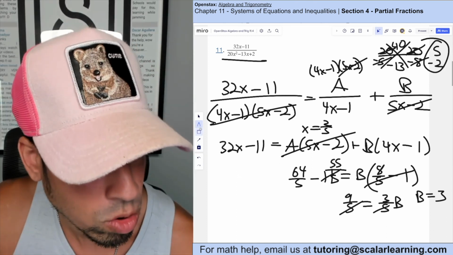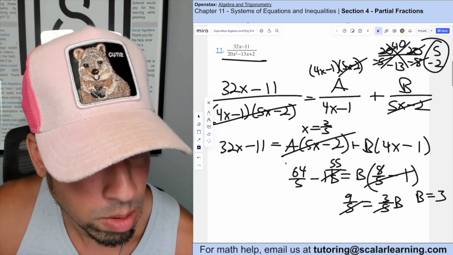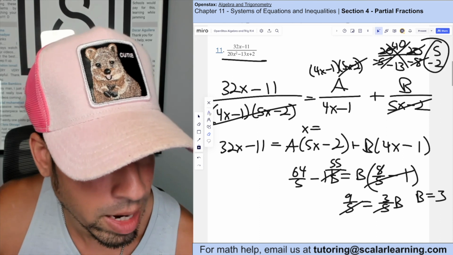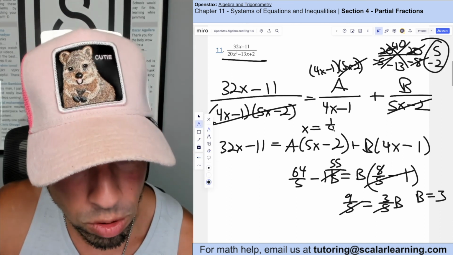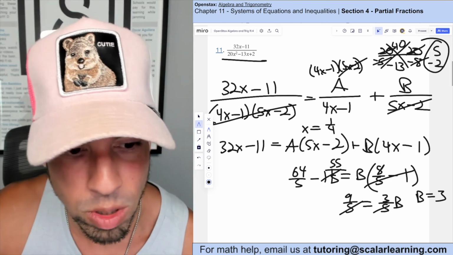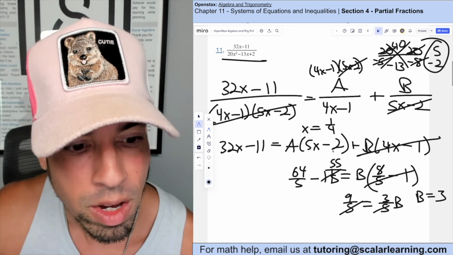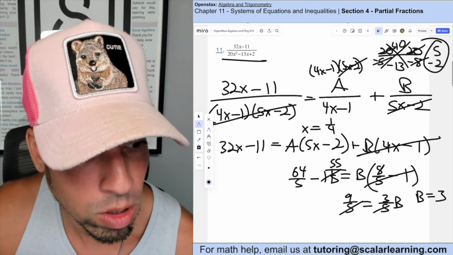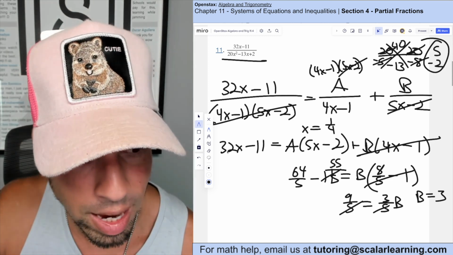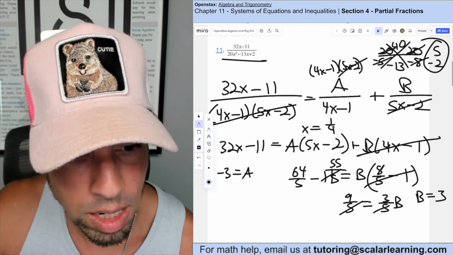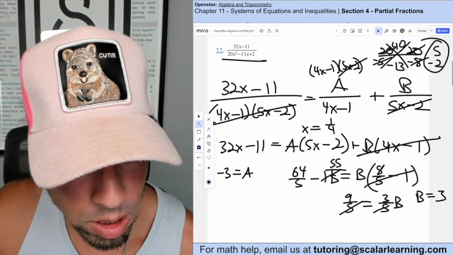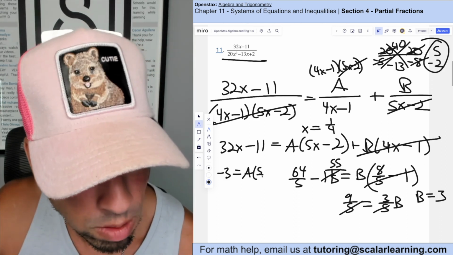Okay, now we're going to solve for a, and what I'm going to do for this one is I'm going to choose a different value of x to zero out the b, right? And what I'm going to choose is 1/4, right? Because 1/4 times 4 is 1, minus 1 is 0, so that's going to cancel this out. And then we plug and chug here. So first of all, on the left side, 1/4 times 32 is 8, minus 11 is negative 3, is equal to a times 1/4 times 5, which is 5/4 minus 2.